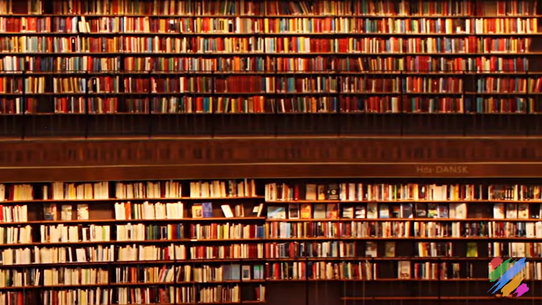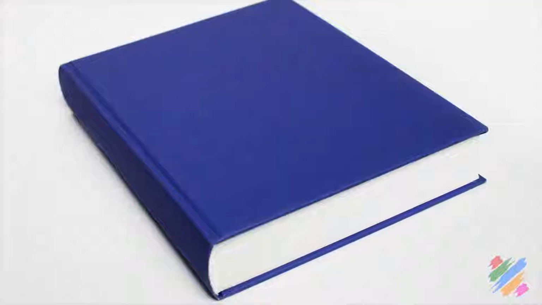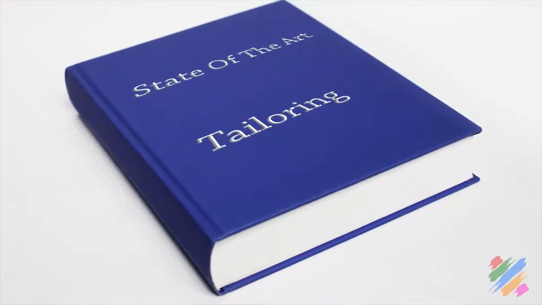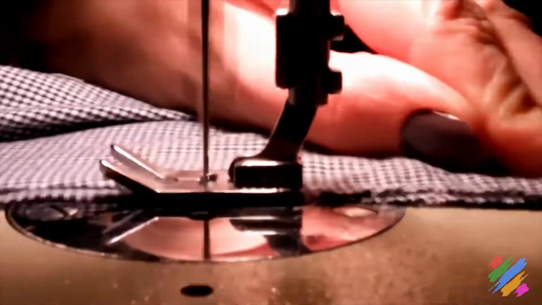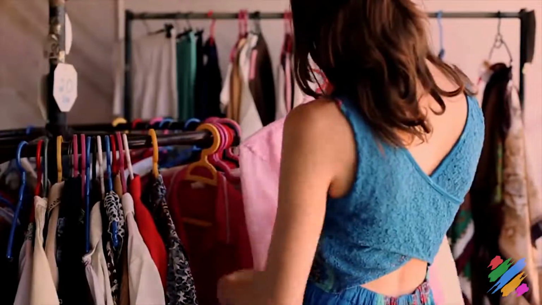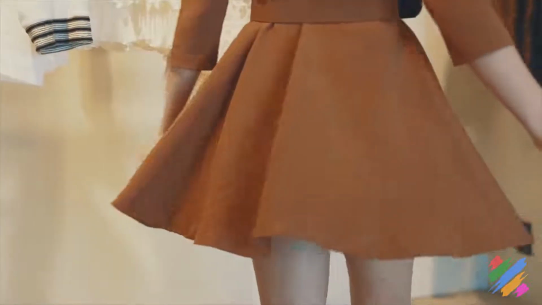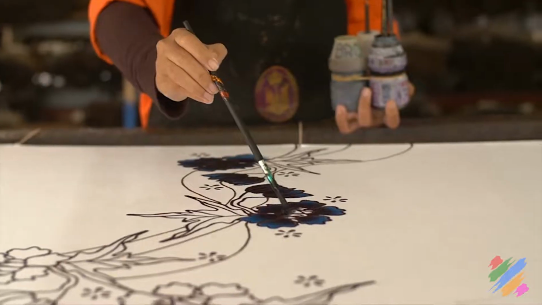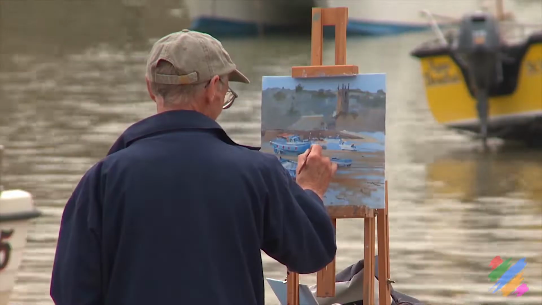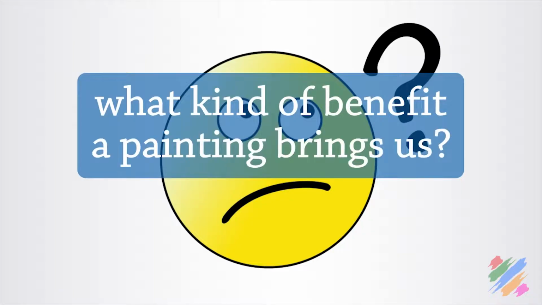The art library has thousands of these hypothetical books. For example, there is the art of tailoring, with all the things that humanity knows on how to bring the benefit of making beautiful clothes that keep us warm and make us look good and feel comfortable. In our case, in the art of painting book, humanity has written all the things that we know on how to make paintings. What kind of benefit does a painting bring to us?